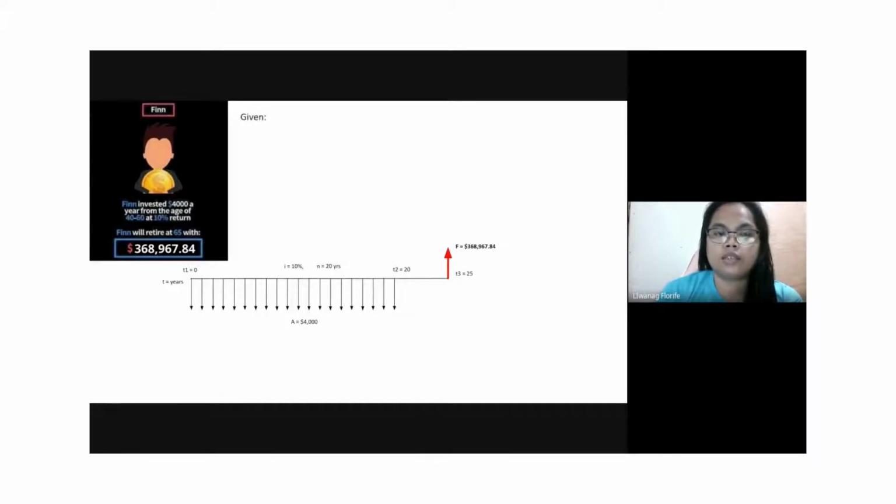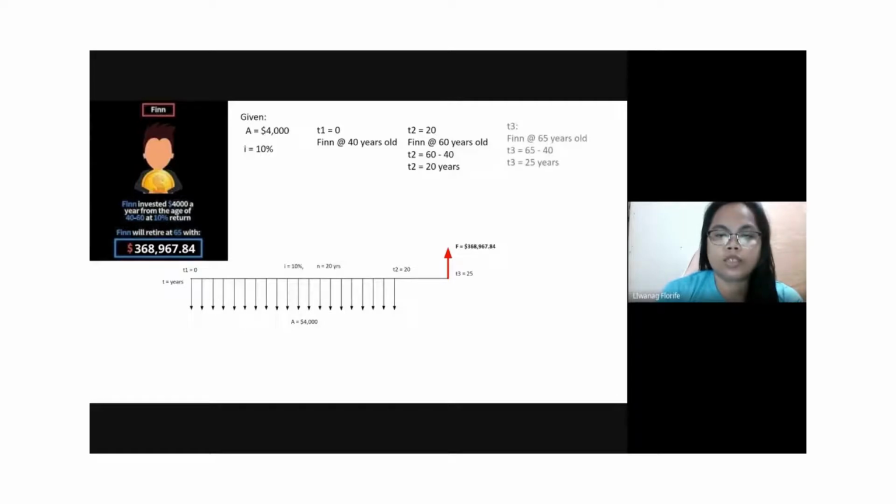These are the givens in the problem. We have an annuity of $4,000 per year. We have an interest rate of 10% per year. And we have the time stamps. So we have T1 when Finn is at 40 years old or the start of the cash flow. We have T2 is equal to 20 years when Finn is at 60 years old or at the end of his yearly investment. So from T1 to T2, there is a difference of 20 years.